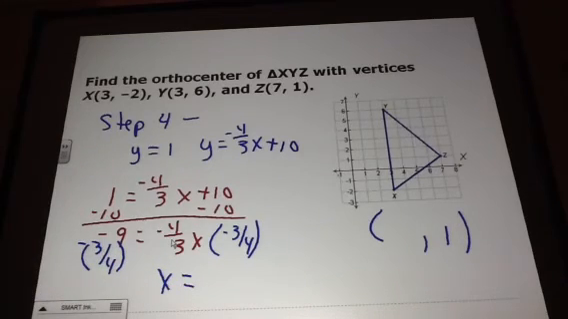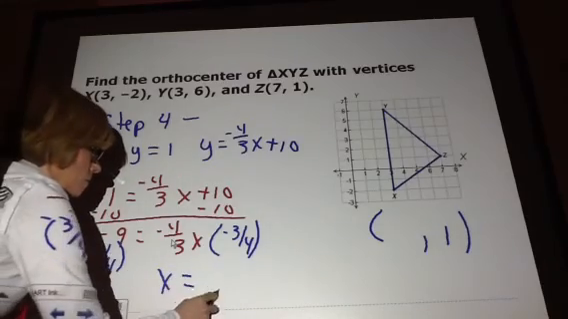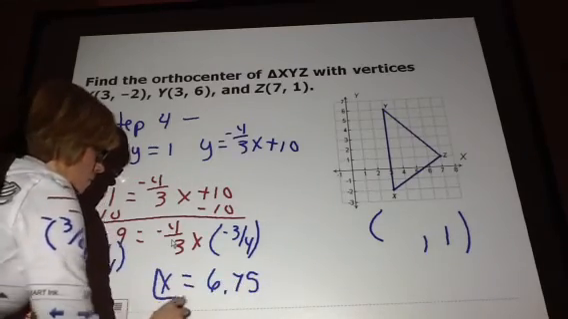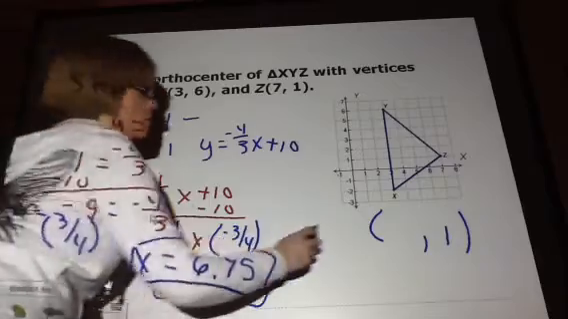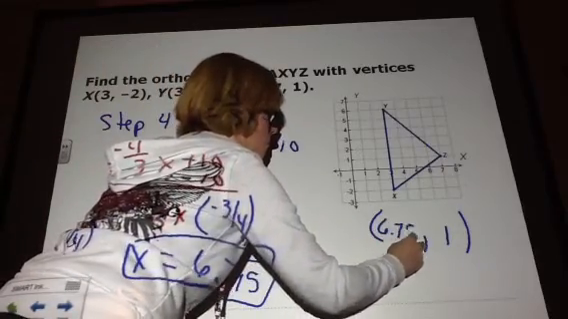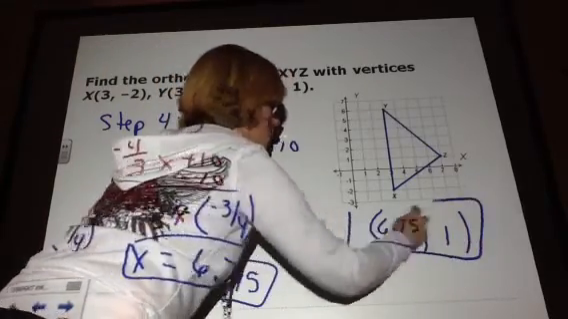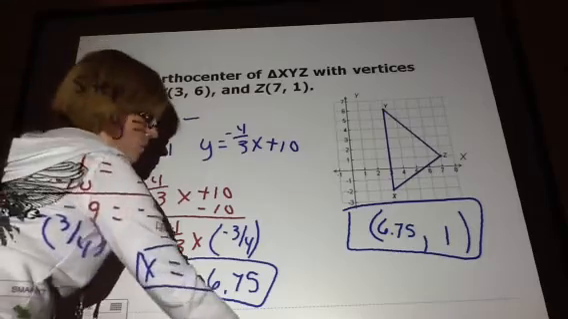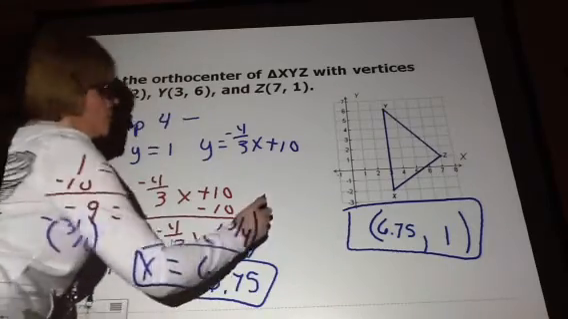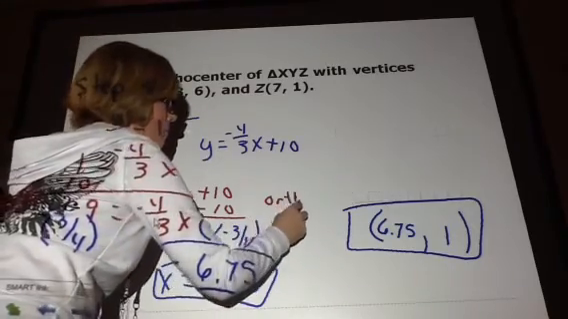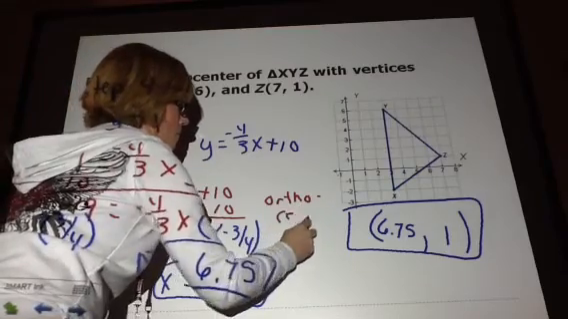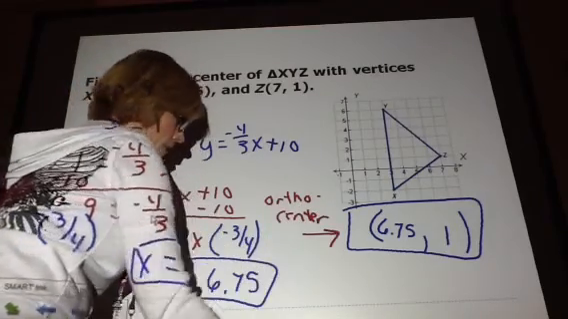So x is going to equal this right here. This is the orthocenter.